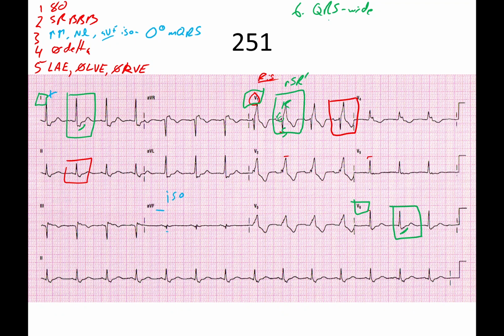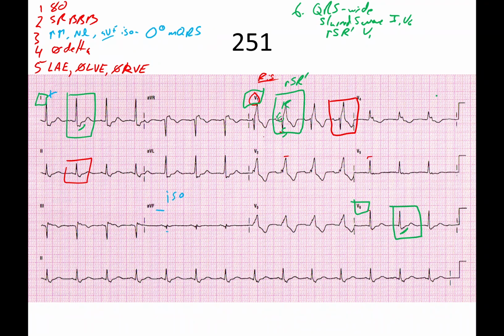So we'll say yes to all the criteria. So slurred S wave, lead 1, V6, and we have RSR prime in our V1. The only other thing I want to make mention of is the T waves. We've talked about it. I've mentioned it off and on, and just looking for T wave inversions.